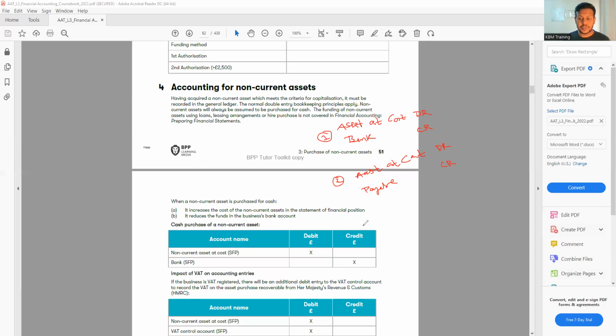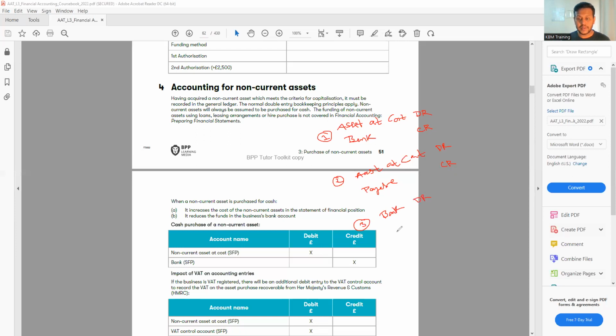Number three, it is possible you can take a loan to buy the asset. Now, if you take a loan from the bank to buy the asset, there will be two journals involved. The first one will be when you take the loan. So the bank will be debit, because if you take a loan, money will come to the bank. So your bank will go up, bank will be debit.